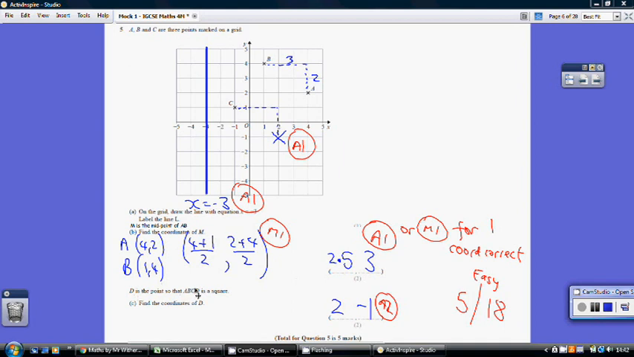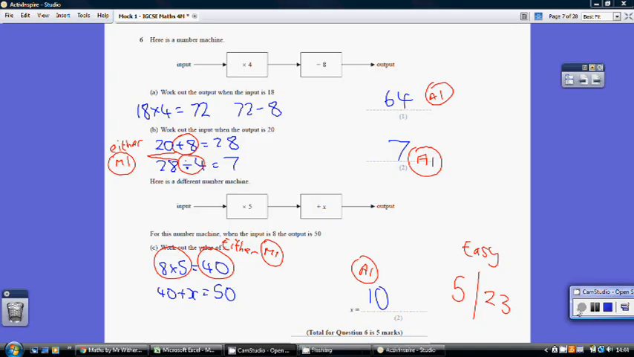Now D is the point, so that ABCD is a square. Find the coordinates of D. So we've got this being a square here. So really going from C to D is going to be the same as going from B to A. So you've got to go 3 to the right and 2 down. So going 3 to the right and 2 down from C, we end up with a coordinate 2, -1.